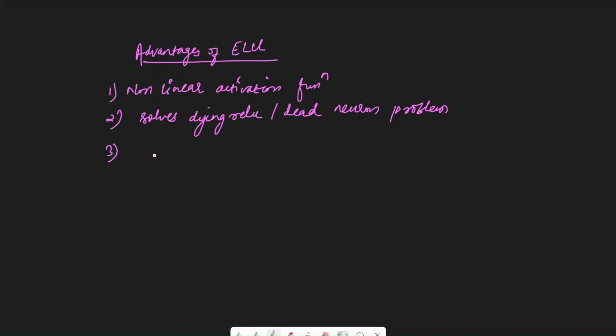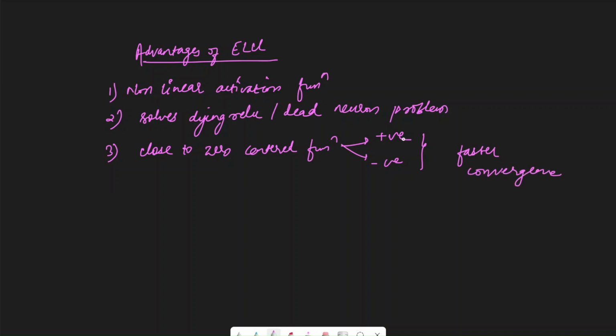Third advantage is it is a close to zero-centered function, which means it will have output in positive as well as negative region, and because of this it has faster convergence. So I'm going to write faster convergence as another advantage for ELU. So this is our fourth advantage. Fifth advantage is it adds smoothness, and this leads to reduction in the bias shift.